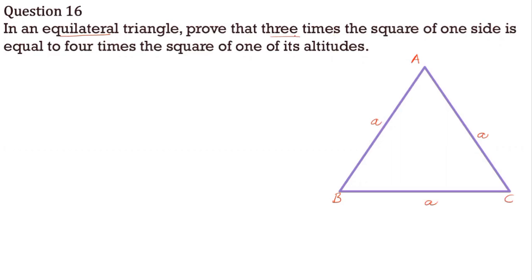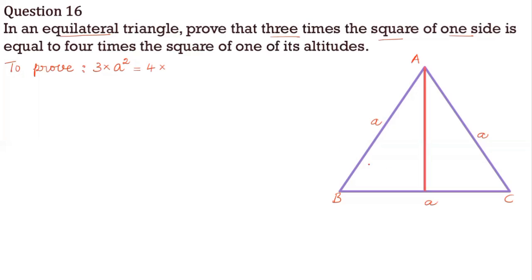Now what we have to prove? To prove 3 times, that is 3 into square of one side. Here all sides are equal, so length of the side is A, so 3A square. To prove 3 into A square is equal to 4 times, means 4 into square of one of its altitudes.